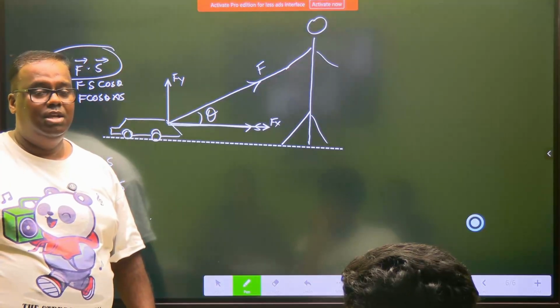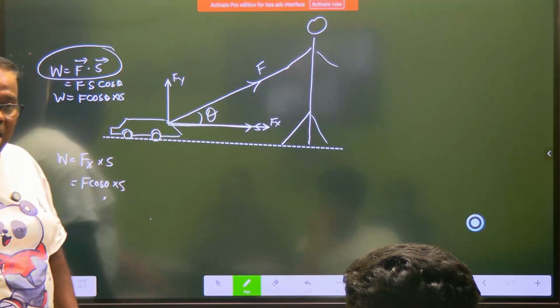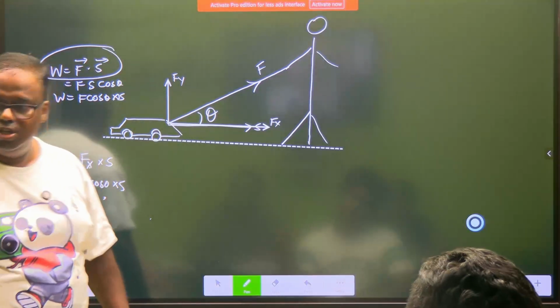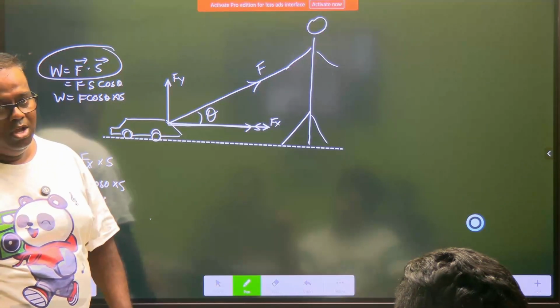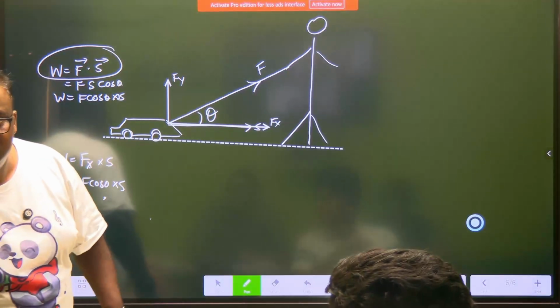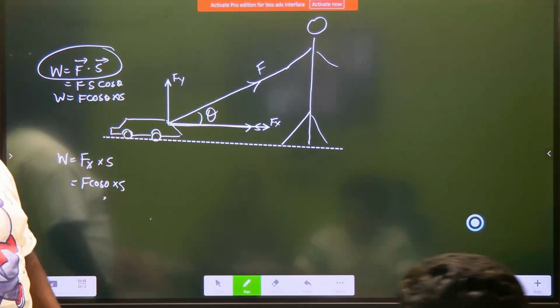समझ में आ रहा है? In that case, if I use this force, then I'll use the dot product of this force with the displacement. Or else I break this force into two components and utilize only this force. And this force is nothing but the cos component of this.